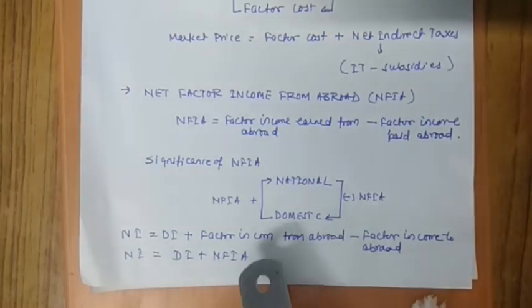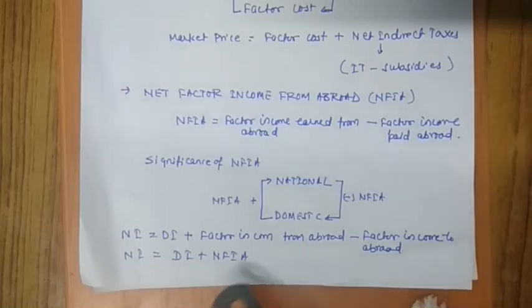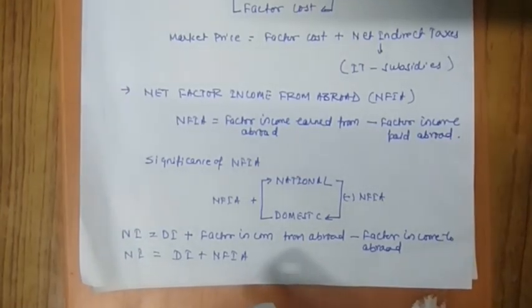So NFIA can be positive, negative or zero. NFIA is positive when income earned from abroad is more than income paid to abroad. Next, NFIA is negative when income earned from abroad is less than income paid to abroad. Third case, NFIA is zero when income from abroad is equal to income paid to abroad.